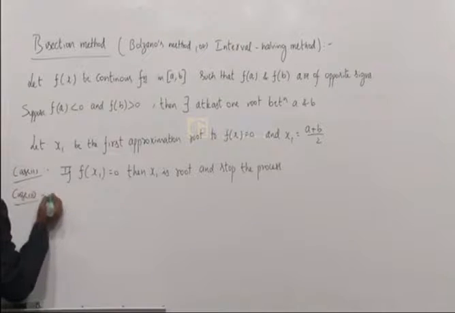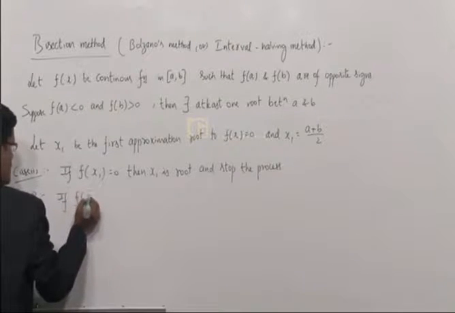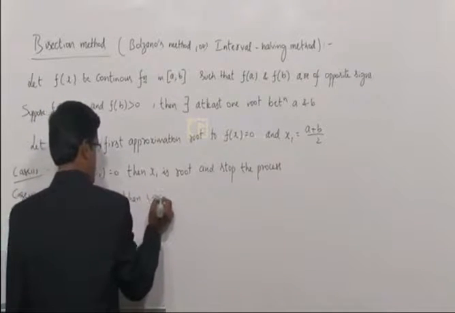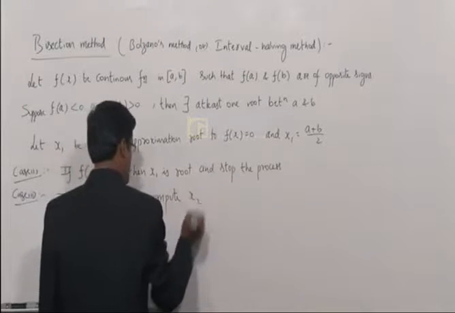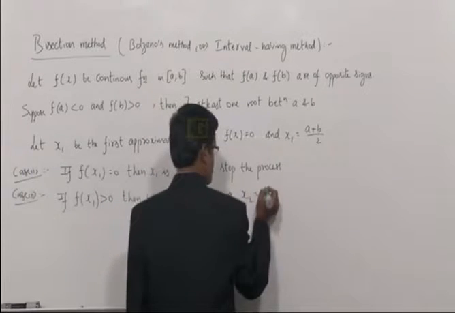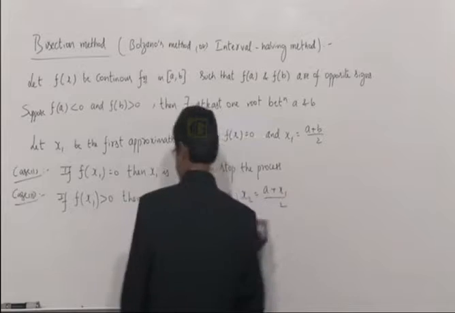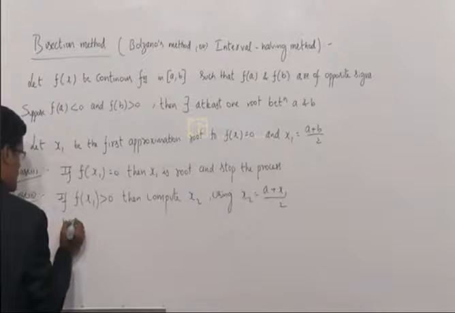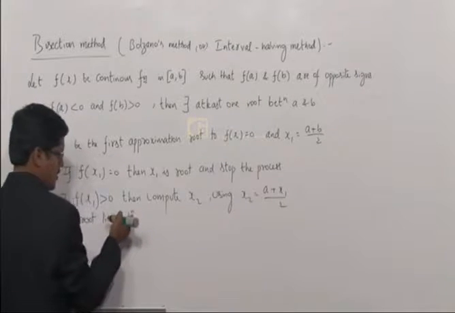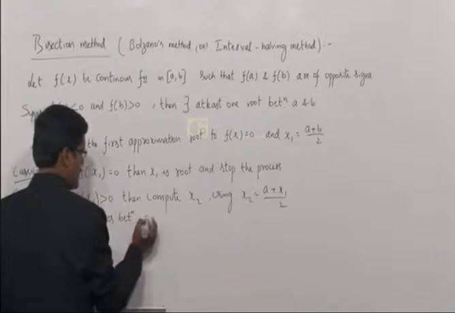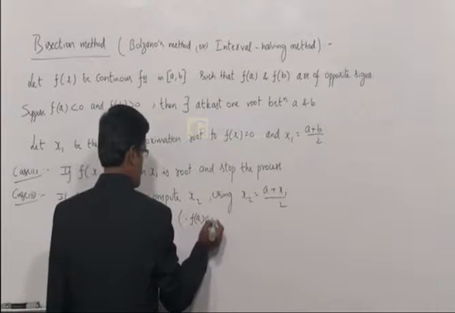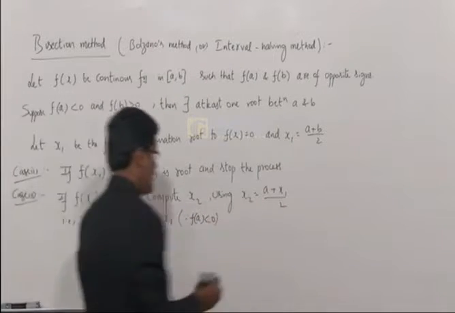Case 2. If f(x1) greater than 0, then compute x2 using x2 is equal to (a plus x1) by 2. That is, the root lies between a and x1, since f(a) we have assumed less than 0. Okay. Now what is the diagram here?